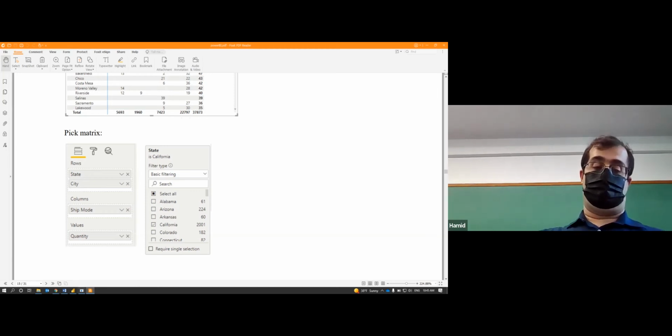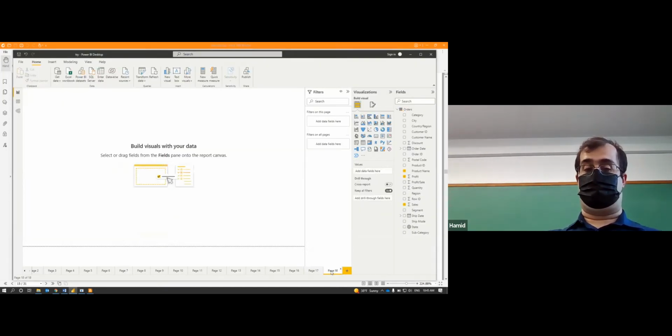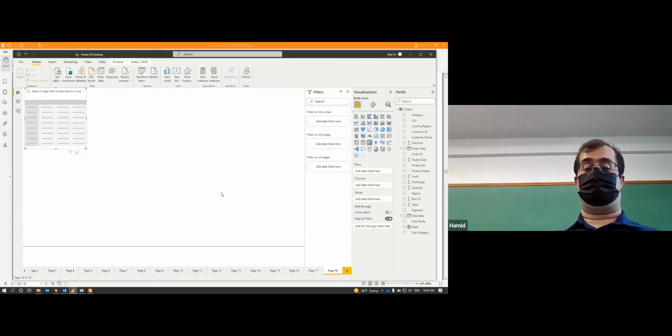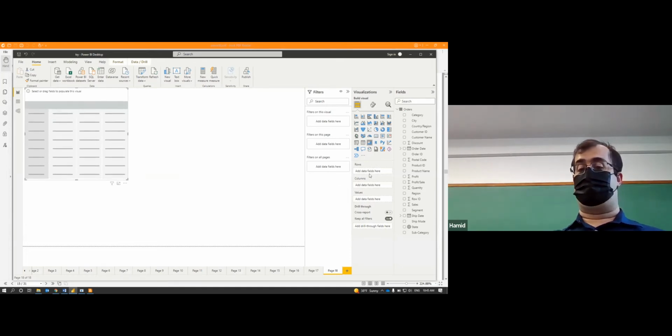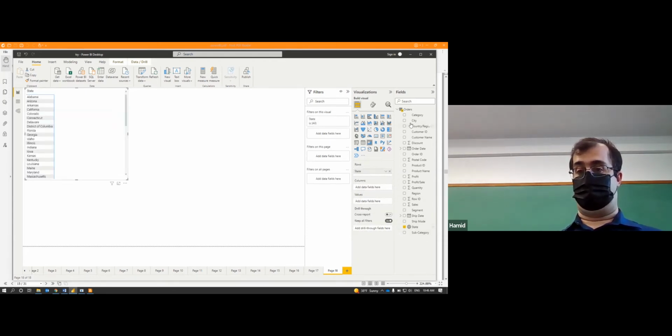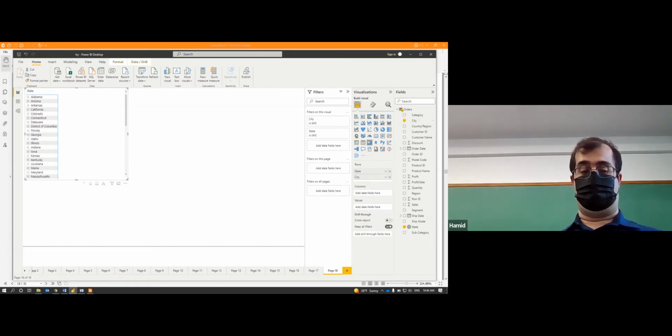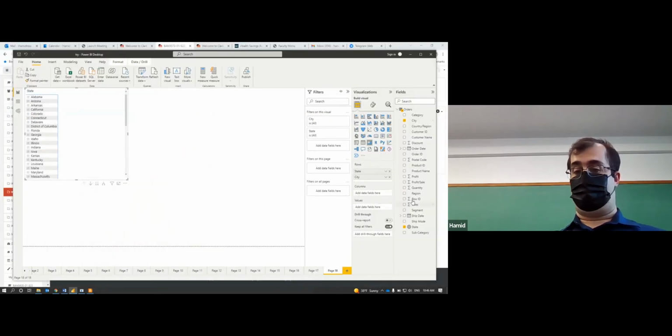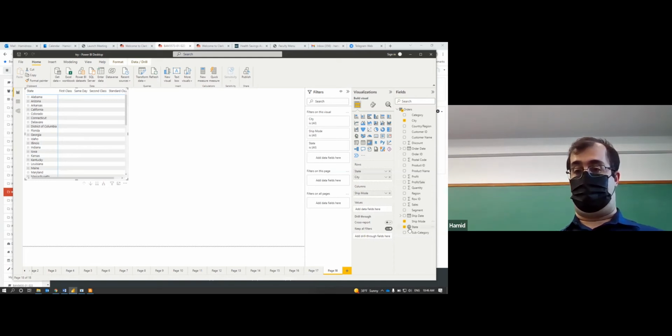So from the matrix, which is in the same row with the table, in the fifth row, pick the item 3 matrix. So rows are state and city. Columns is ship mode. And the value is quantity.